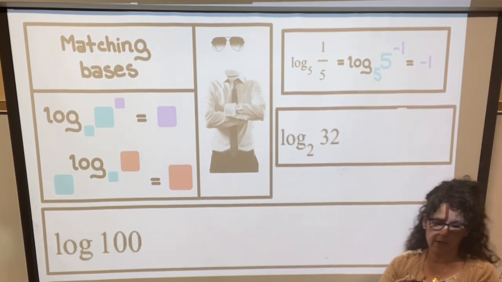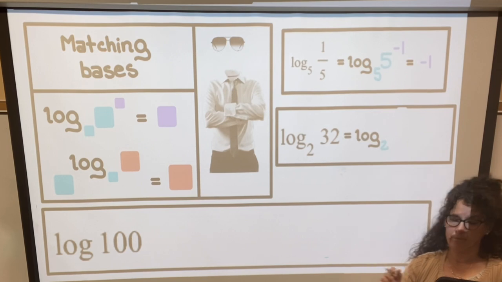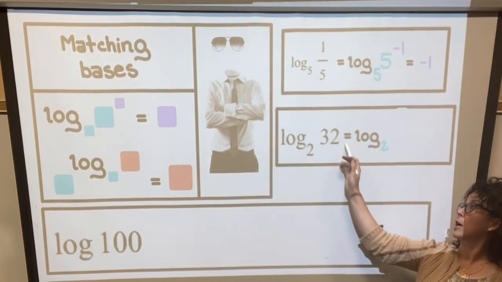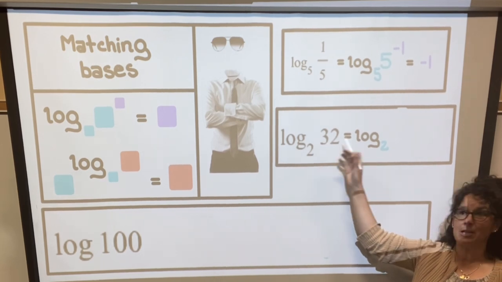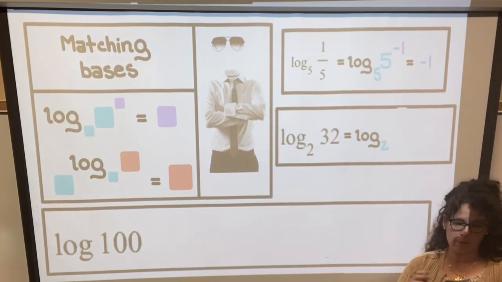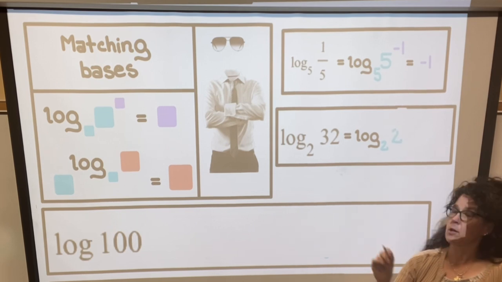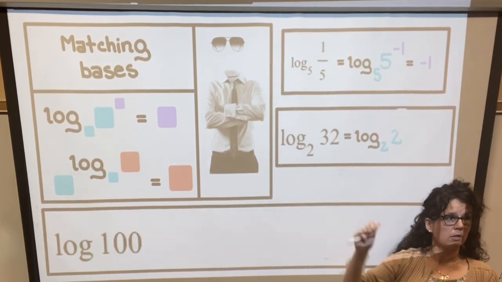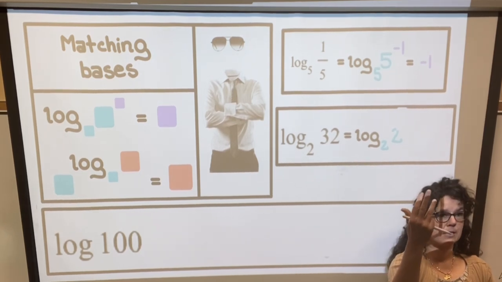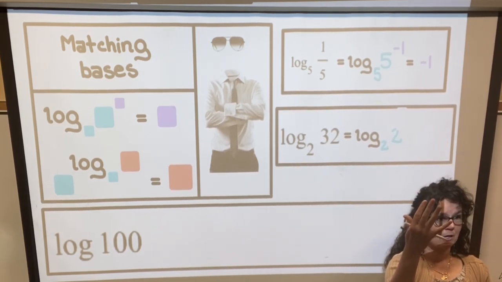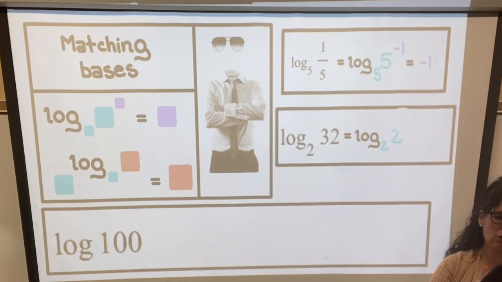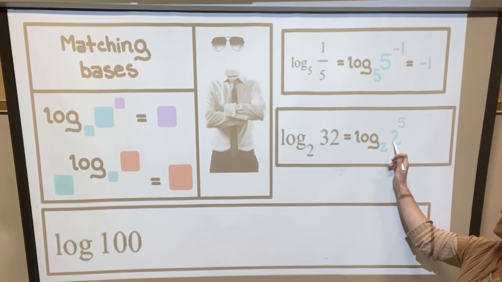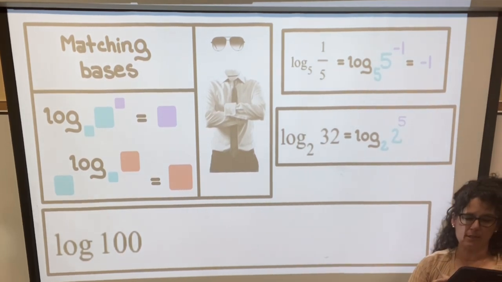Okay, so this one here, log base 2 of 32. I've got to keep this base, but I've got to rewrite the number 32 as 2 to the power of something. So 2 to what is equal to 32? 2 times 2 is 4, times 2 is 8, times 2 is 16, times 2 is 32. So that's 2 to the 5th power. Now that the bases match, my answer is 5.